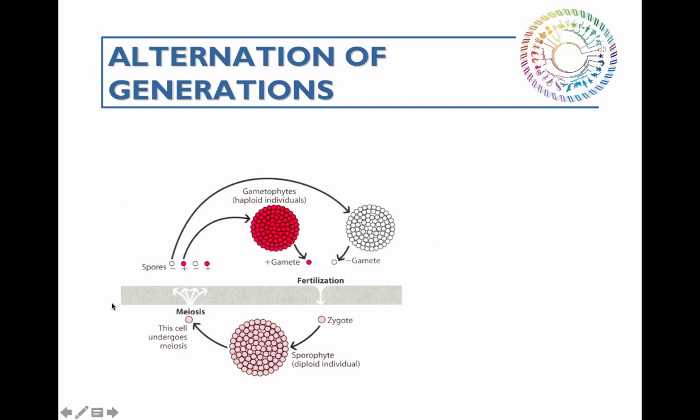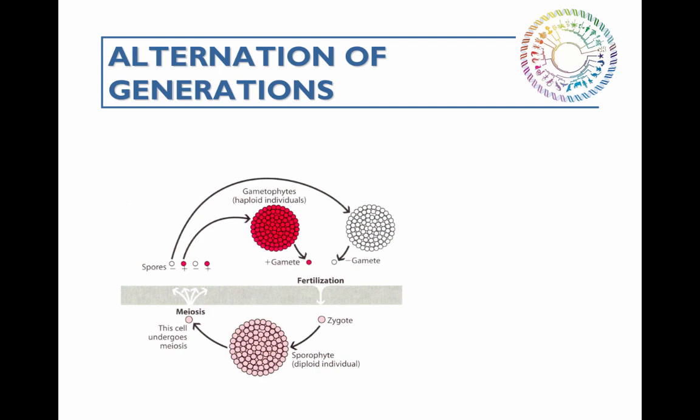And everything above this horizontal line in this diagram is the haploid phase of the life cycle, with only one copy of every chromosome in every cell. And everything below this horizontal line in this diagram is the diploid phase of the life cycle, with two copies of every chromosome in every cell.